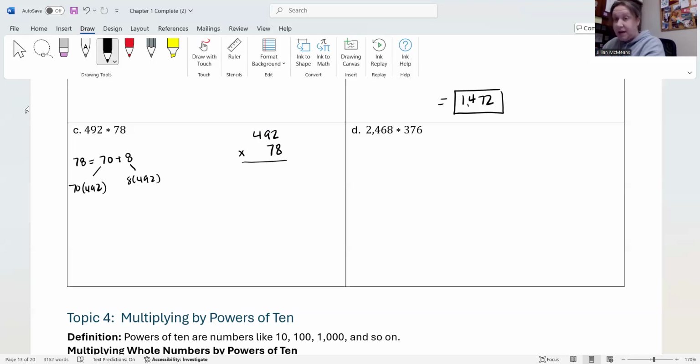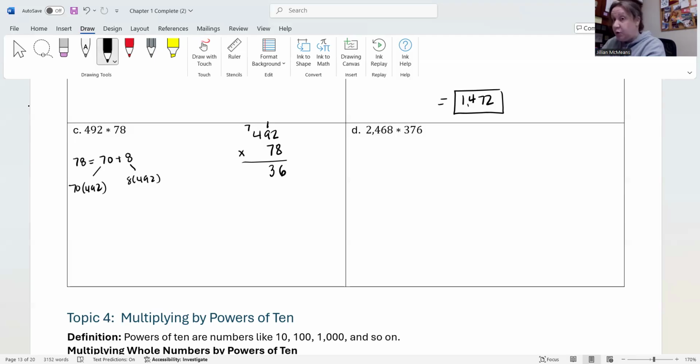Remember, this is my 8 times 492. This is my first partial product. So 8 times 2 is 16. I'm going to keep a 6. I'm going to carry a 1. 8 times 9 is 72. And then I add the 1 I carried, so that becomes 73. I keep a 3. I carry a 7.